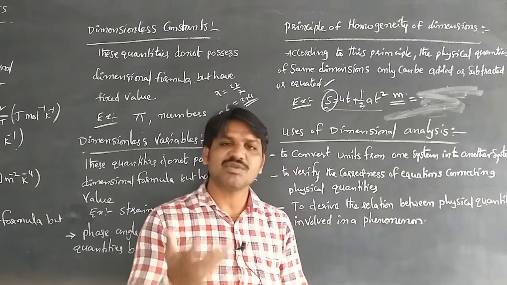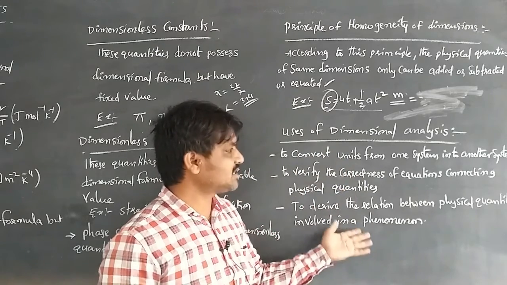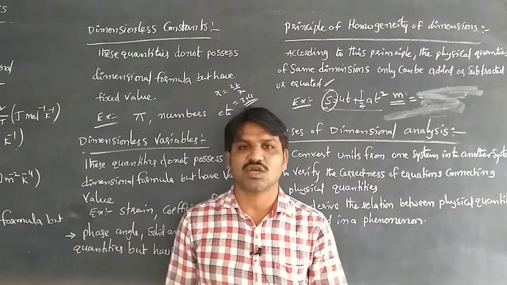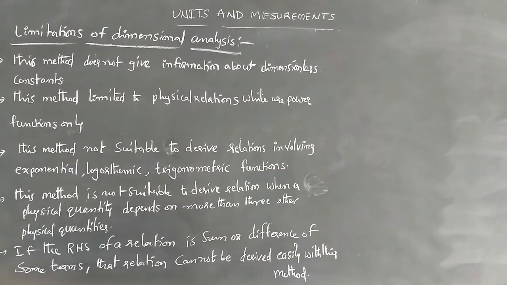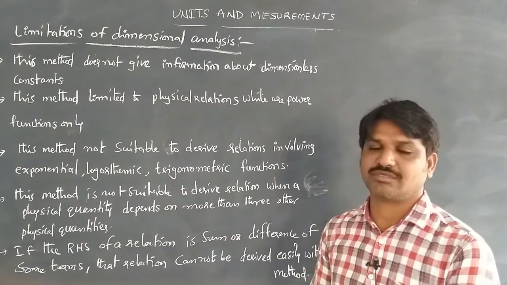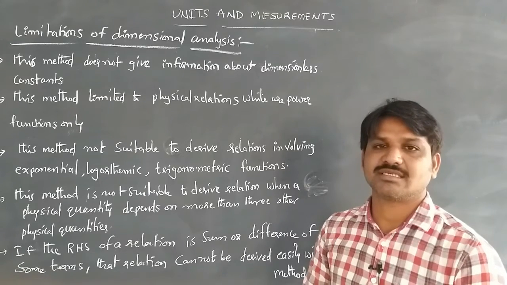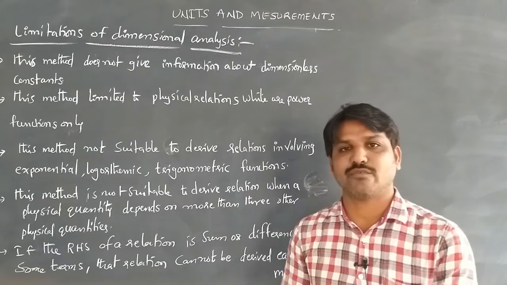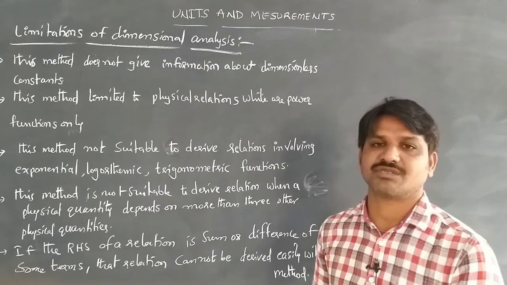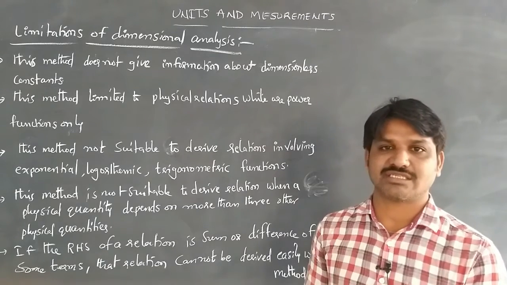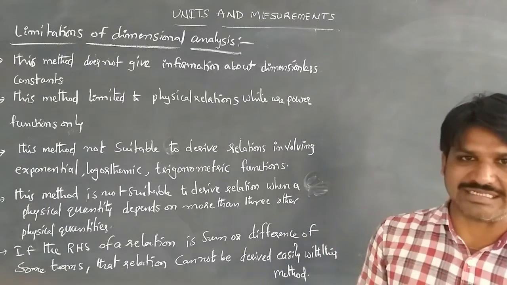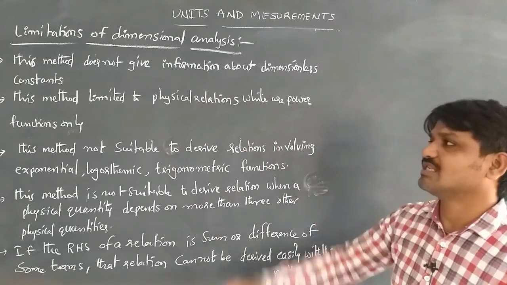Next, we already studied the uses of dimensional analysis. Now, we are going to see the limitations of dimensional analysis. We already studied the uses of dimensional analysis, meaning to know the correctness of an equation, to convert from one system of units to another system of units, and we can derive the relation between some physical quantities having units. So, then we are going to know the limitations of dimensional analysis.